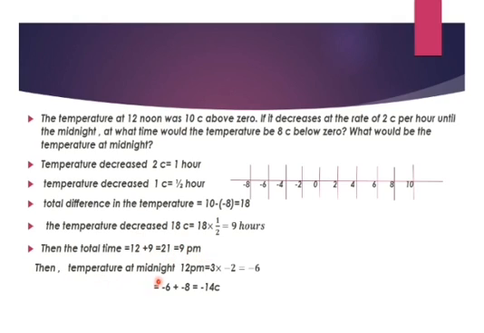Then the temperature at midnight. Midnight means 12 a.m. From 9 p.m. to 12 a.m. is 3 hours. In 1 hour, 2 degrees Celsius. Then 3 into minus 2, it becomes minus 6. Then at 9 p.m. the temperature is minus 8. Then minus 6 plus minus 8, we get minus 14 degrees Celsius.